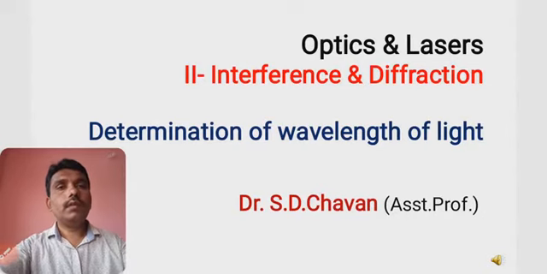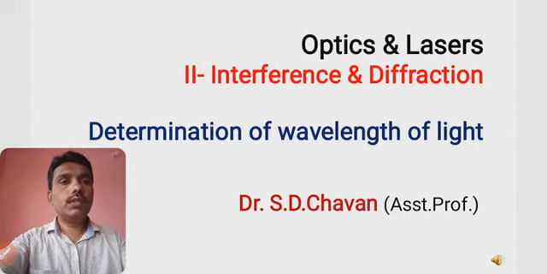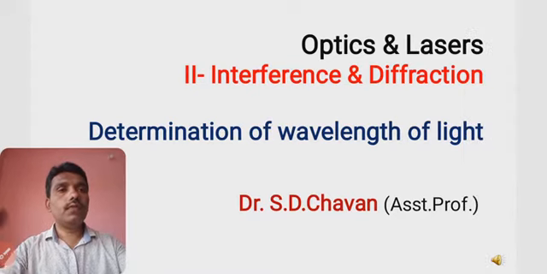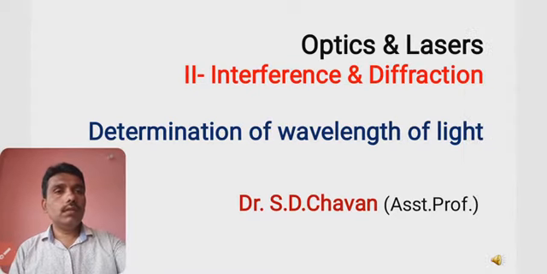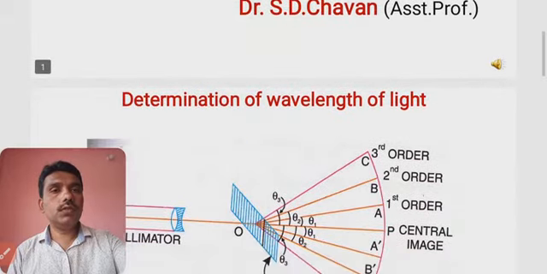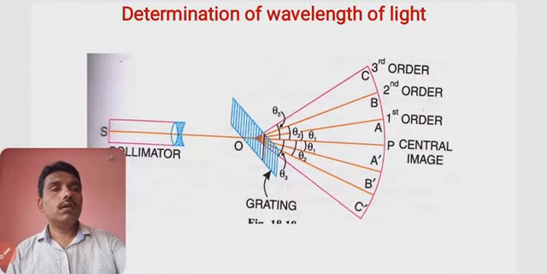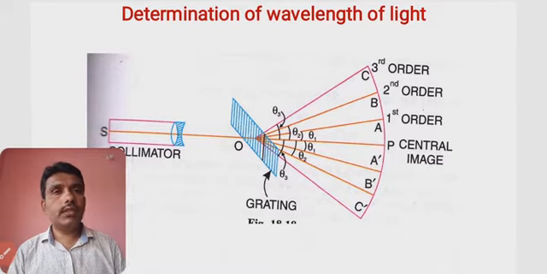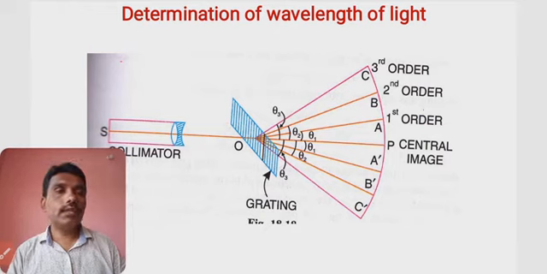Hello everybody, once again I am here with you for another session on the determination of wavelength of light. In this diffraction pattern we are looking at another part, which is again the plane diffraction grating. Using this plane diffraction grating, we can do the same experiment of determining the wavelength of light using the spectrometer. And here is how this experimental setup looks.